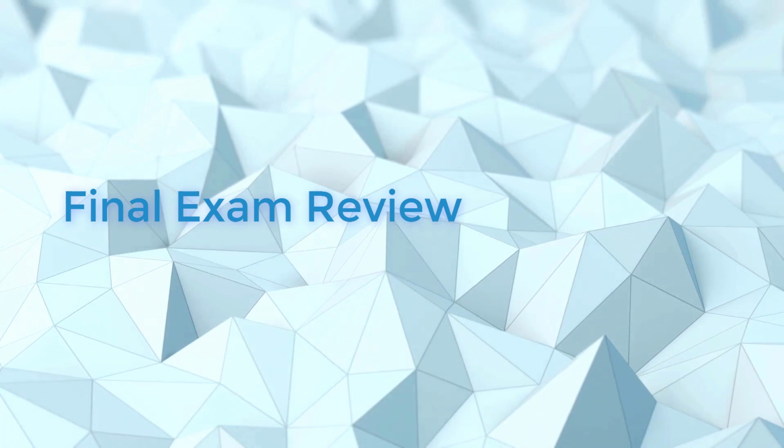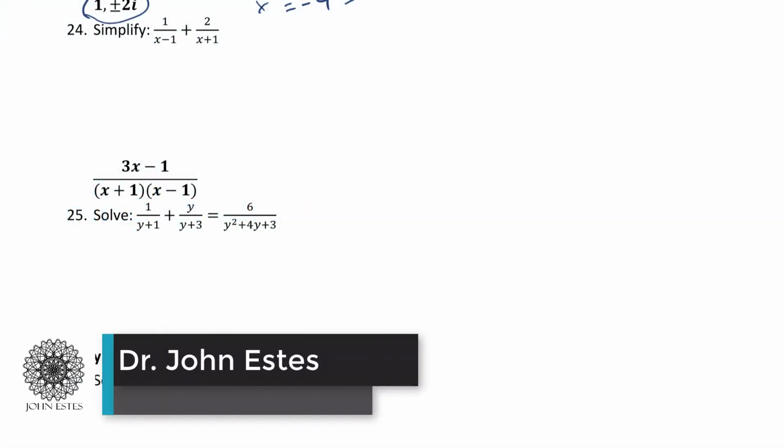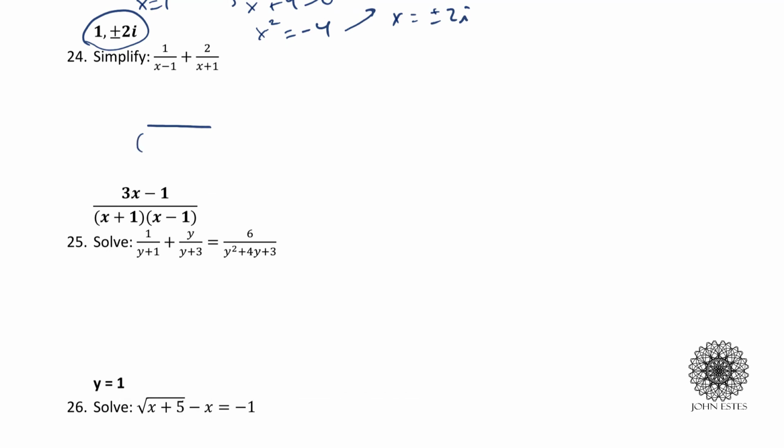Continuing on with our final review, number 24, here we want to simplify 1 over x minus 1 plus 2 over x plus 1. What you have to do is get a common denominator here. So I can see then my common denominator is going to be x minus 1 times x plus 1. And I just got to figure out what kind of things are missing to get that common denominator.